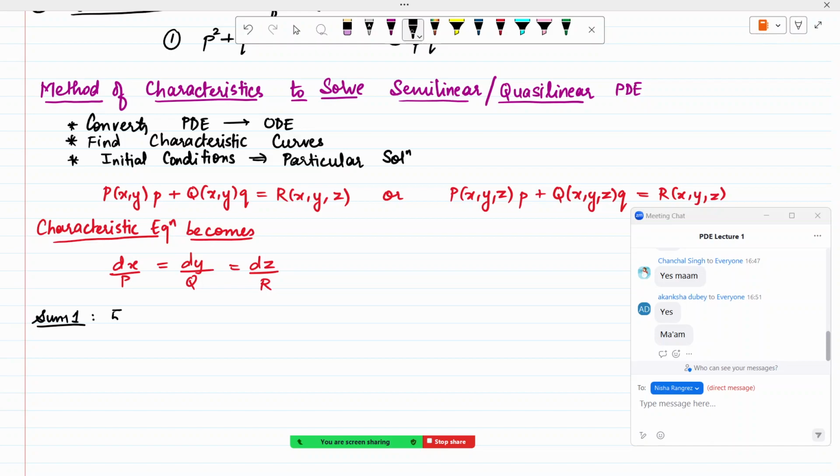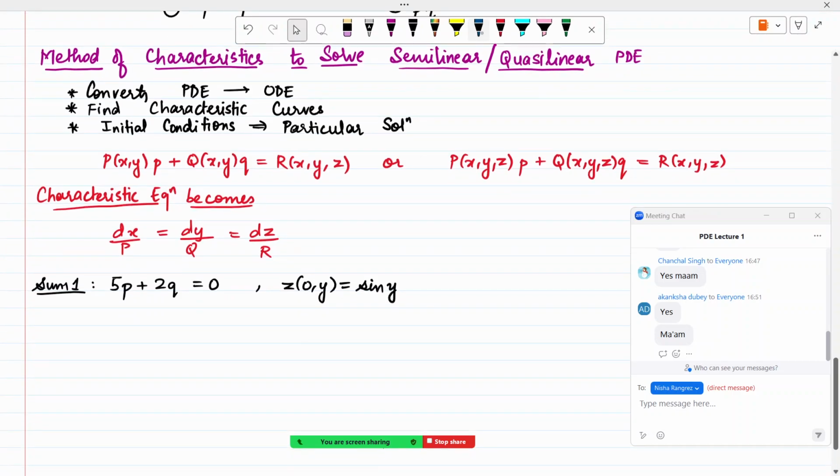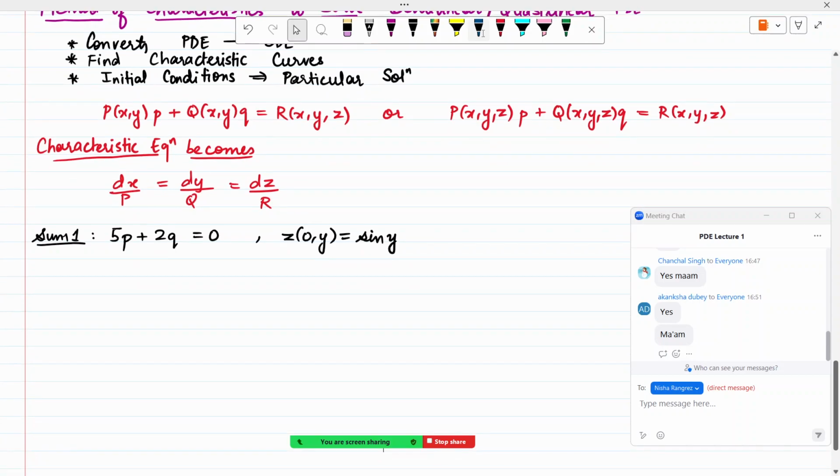I have 5 times p plus 2 times q is equal to 0, with the initial condition z at (0, y) is equal to sin y. So let's understand how we solve this particular question.